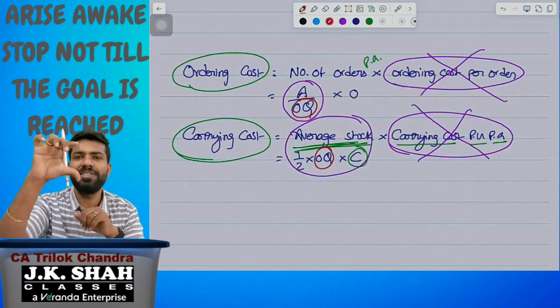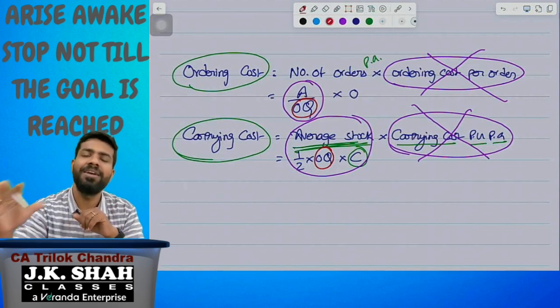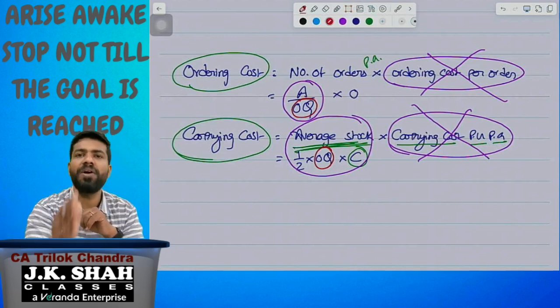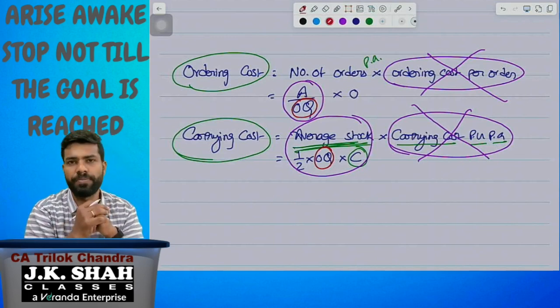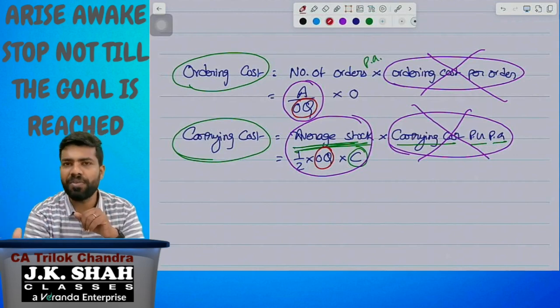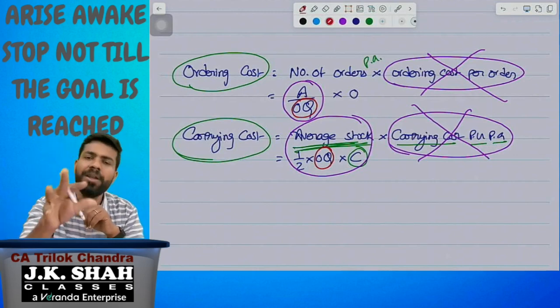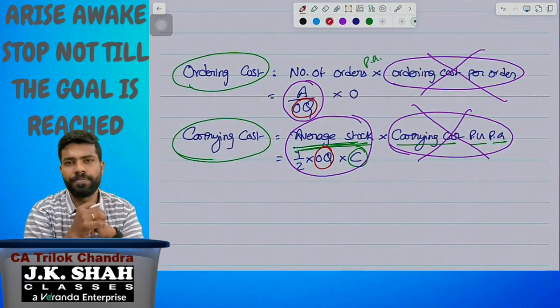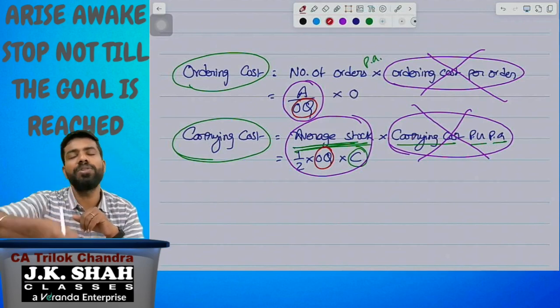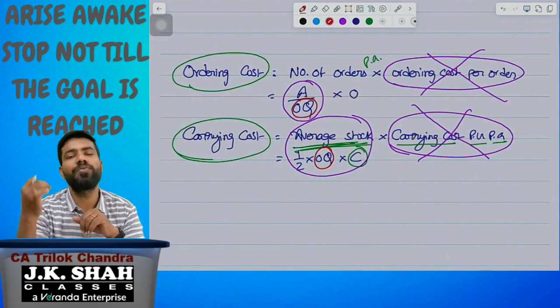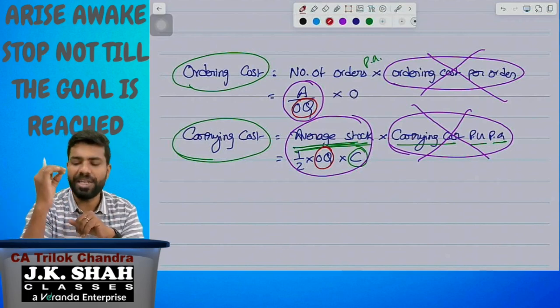These assumptions make everything constant except number of orders and average stock. Number of orders depends upon ordering quantity. Average stock also depends upon ordering quantity. All of you clear about this? By making this assumption, they started deriving the formula root of 2AO divided by C. Let us see how they derived that.